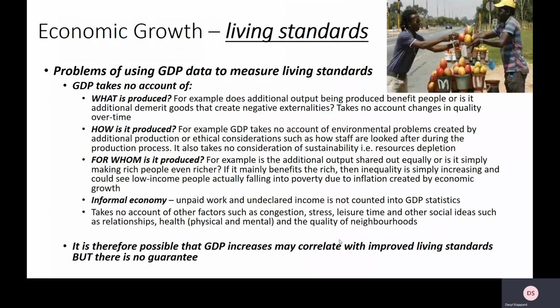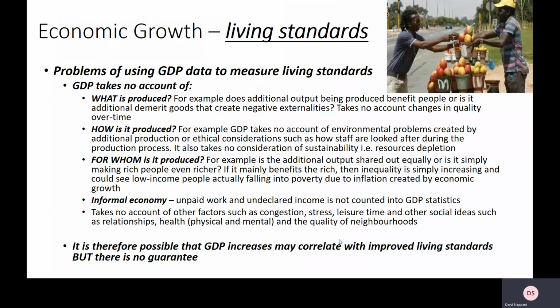All GDP growing shows us is that the economy has got a bigger value of goods and services. This doesn't take into account what is produced. If, for example, all we're producing in our economy are demerit goods, things that create negative externalities, then this is not going to improve people's living standards. We've also got to be thinking about how we produce. If, for example, growth is leading to us using up more non-renewable resources, if it's creating lots of environmental damage, lots of waste, then these things again would not be improving living standards.